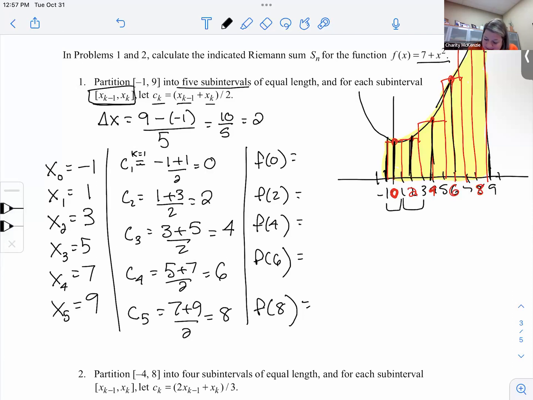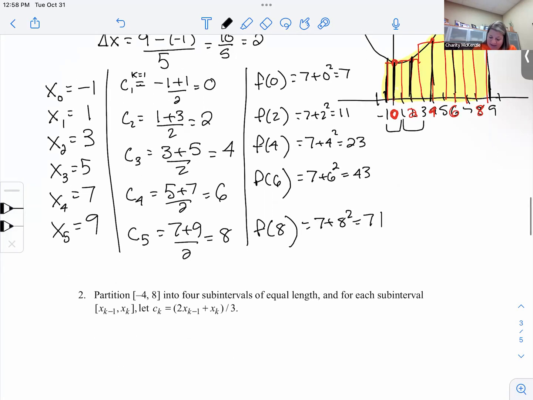So then I'm going to go 7 plus 0 squared. It's just 7. Okay, and then this one, 7 plus 2 squared, 7 plus 4 is 11. This one, 7 plus 4 squared, which is going to give me 23, 16 plus 7. And then 7 plus 6 squared, 36 plus 7 is 43. And 7 plus 8 squared is going to give me 71.